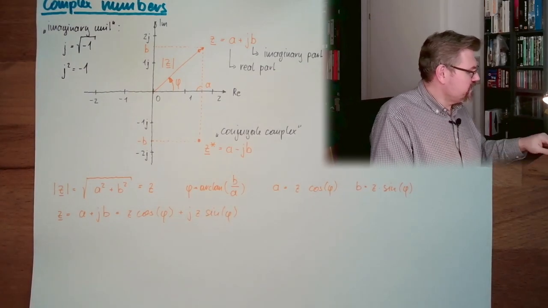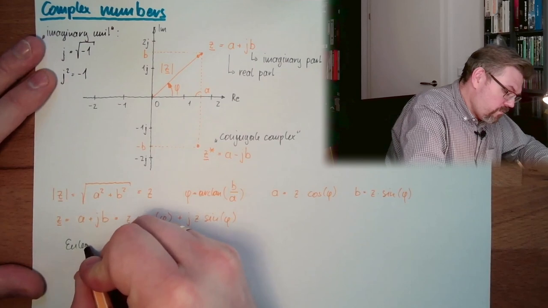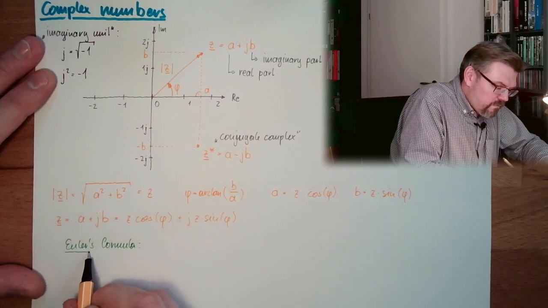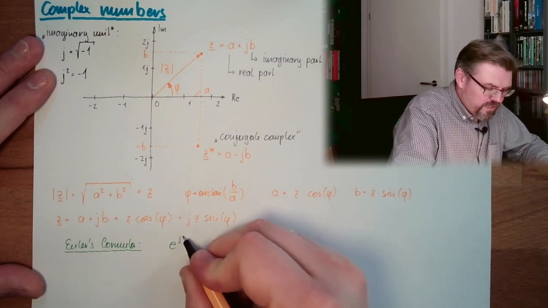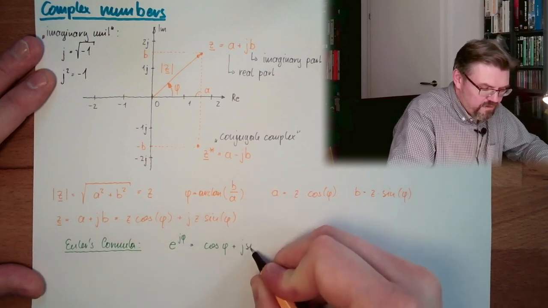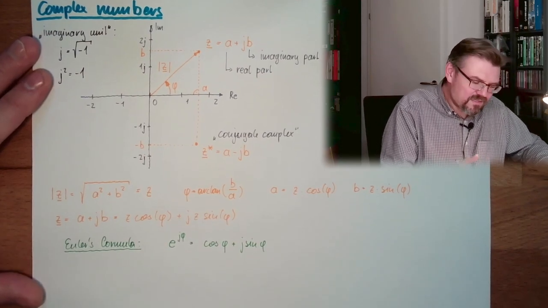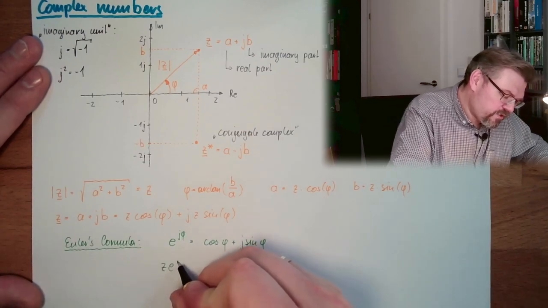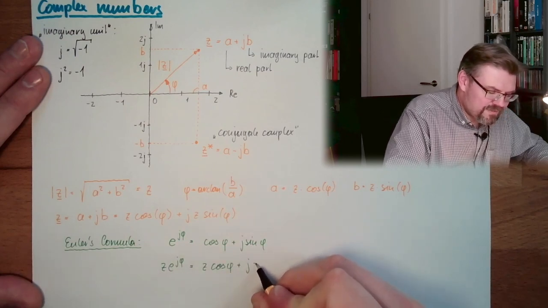And then now I show you something else. I show you Euler's formula. What is this? E, the Euler's number, to the power of J phi equals cosine phi plus J sine phi. That's Euler's formula for complex numbers. That's simply how it is. That is what Euler found out. So if we have some Z e to the j phi, we have Z cosine phi plus j Z sine phi.